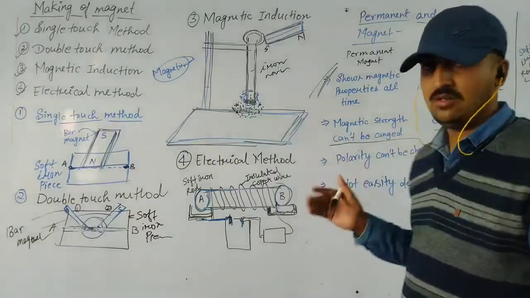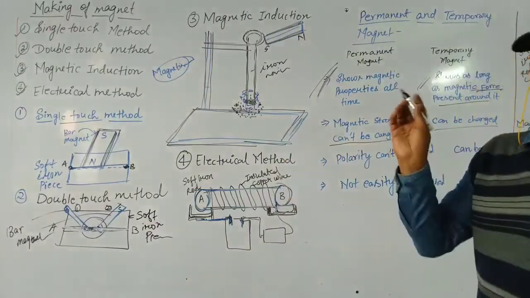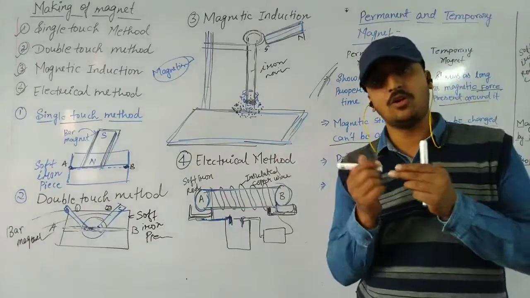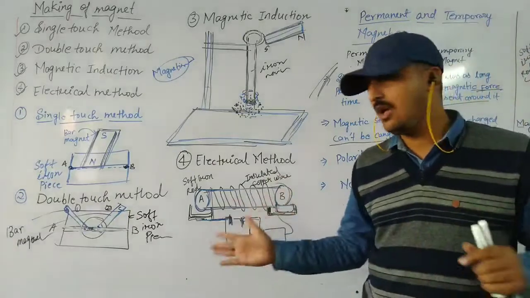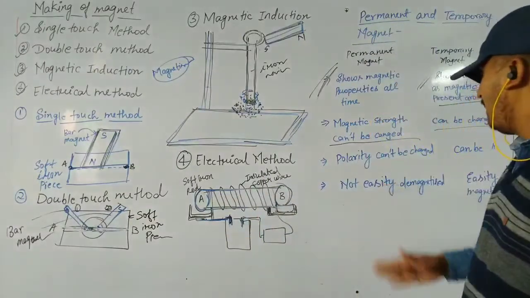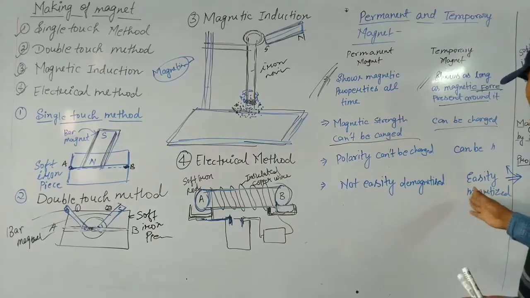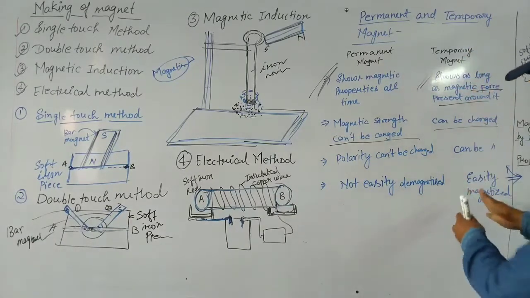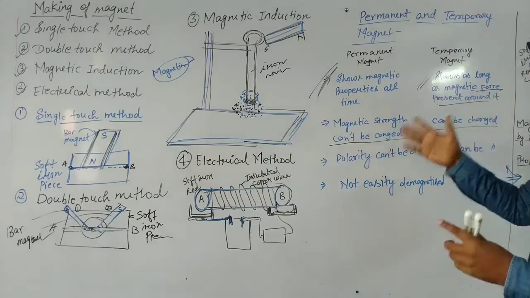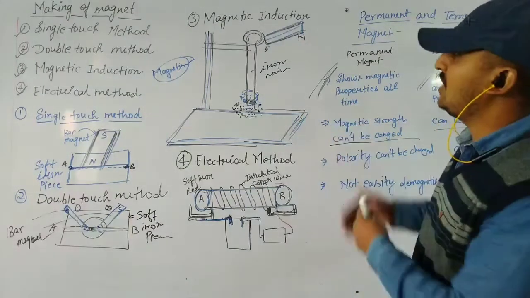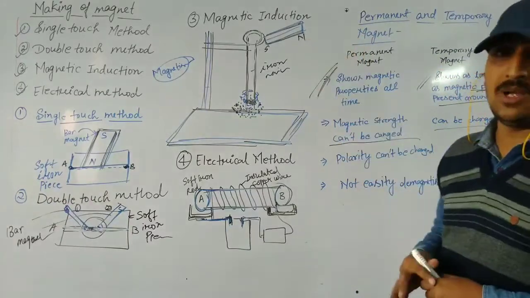Polarity can't be changed. If we have a permanent magnet, we can't change the polarity. It will always have a fixed north and south pole. But by changing the direction of current in a temporary magnet, we can change the polarity. And we cannot easily change the polarity of a permanent magnet. So this is all about this class, about polarity and the making of magnets.